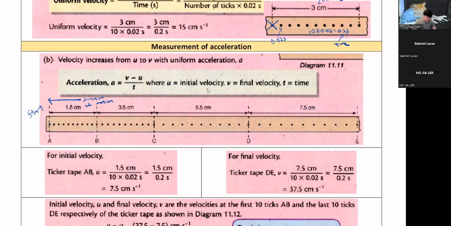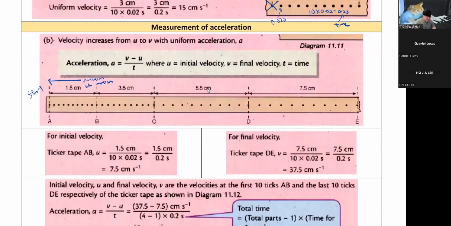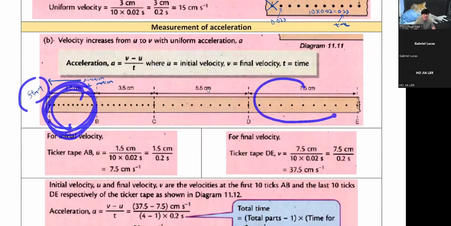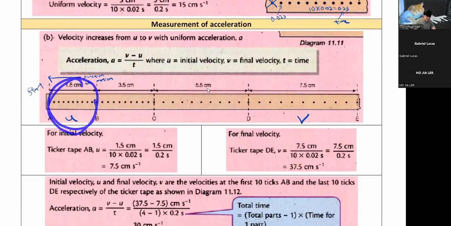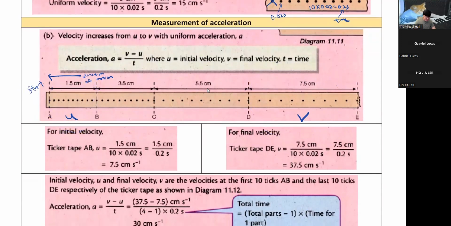So, please help me label it. This is the starting speed, right? Because I start here. And this is the ending speed, right? So please write this down. This is your U, initial speed. This is your V, final speed.